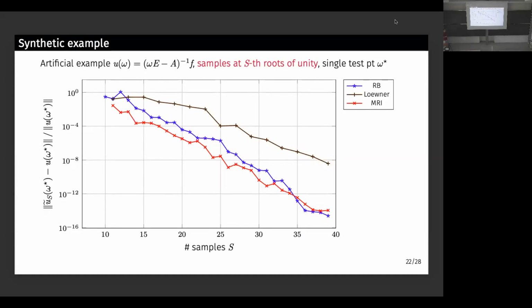But if you use the Loewner framework, you're limited by this sample inefficiency, in the sense that the decay rate of the error for Loewner is going to be the square root of the decay rates for the other two, because we need twice as many samples to achieve the same error.